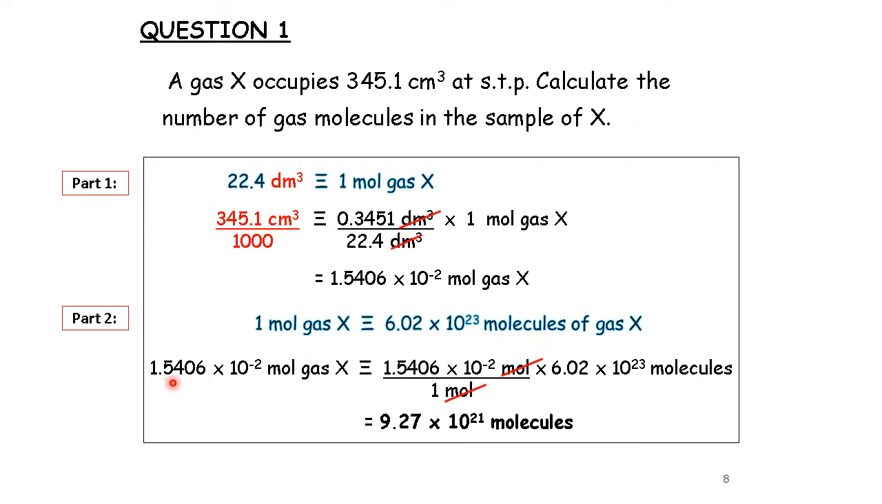Now the mole that you successfully got from part 1, you just cross multiply this one times this, divided by this. So this times this one, divided by 1 mole, the mole cancels. So the answer is 9.27 times 10 to the power of 21. Don't forget the unit, molecule.